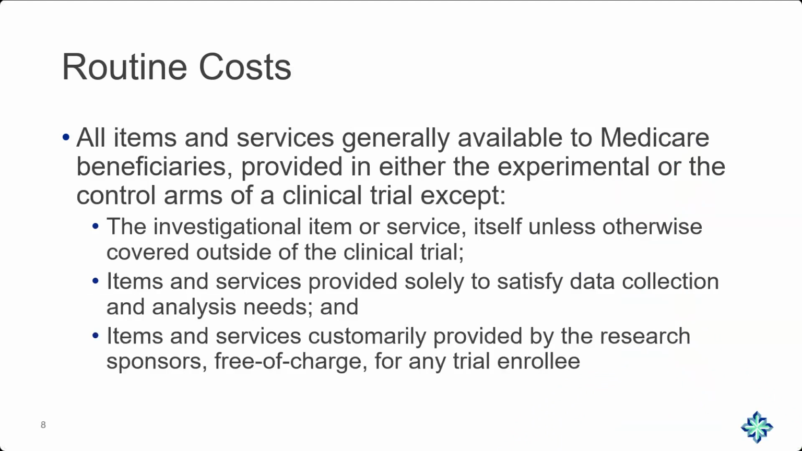Routine costs include all items and services that are otherwise generally available to Medicare beneficiaries. For example, if there exists a benefit category, and it's not statutorily excluded, and there is not a national coverage determination or decision on that, those are things that are provided in either the experimental or the control arm of the clinical trial.